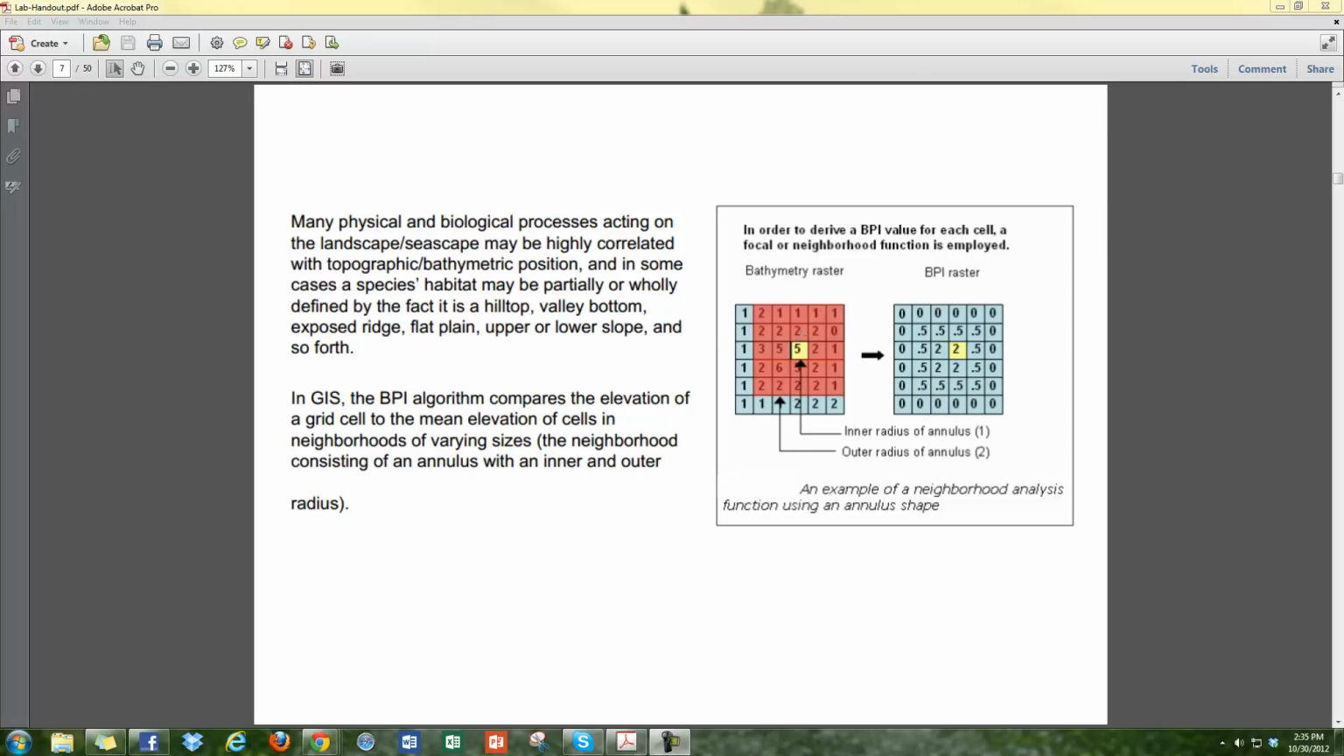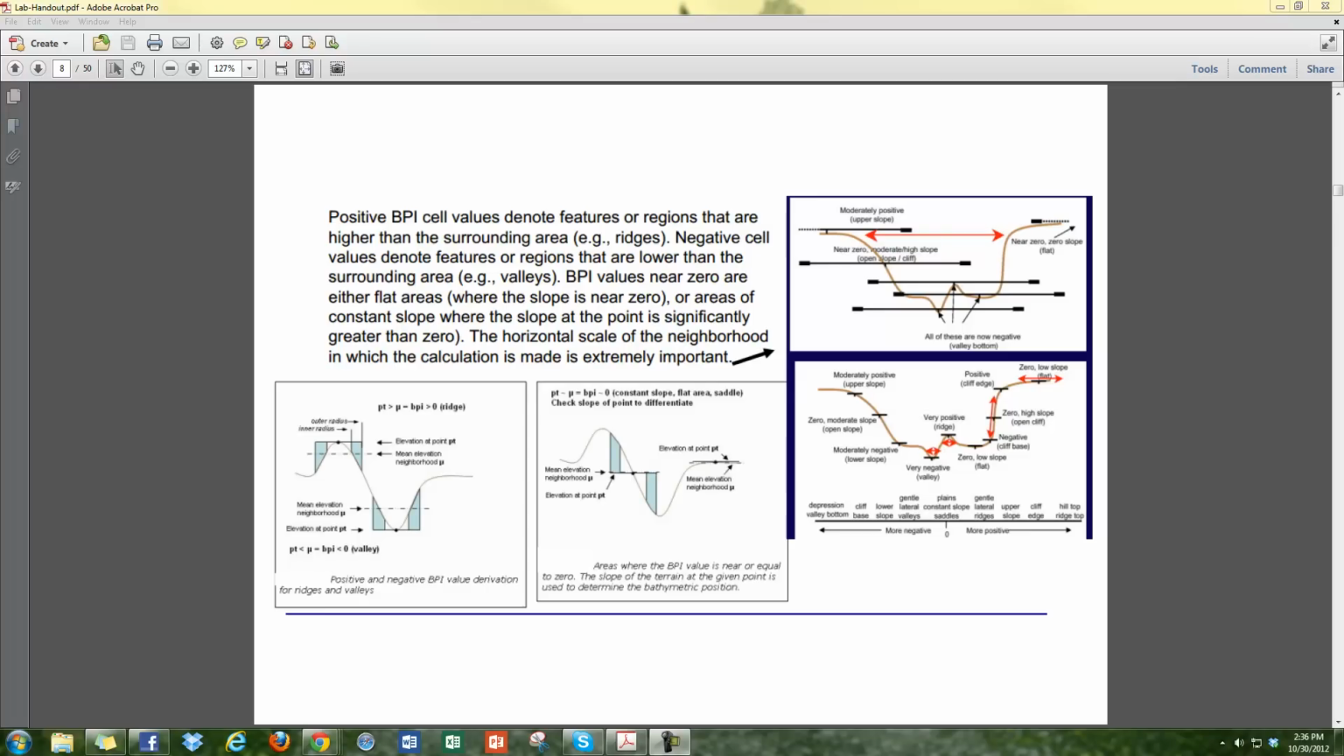So this is just using a neighborhood analysis and saying, okay, this in relation to the neighborhood is so much higher. You can see here, for example, this one has a value of 2, showing that it's higher than its surroundings. Something like 0.5 will show that it's low, that it's not as high as its surroundings. And this gives you a better idea than raw elevation values. So a positive BPI value denotes a feature is higher than the surrounding area, for example, ridges. A negative value denotes a feature is lower than surrounding areas, like a valley. And a BPI near 0 means that it's flat in that area.